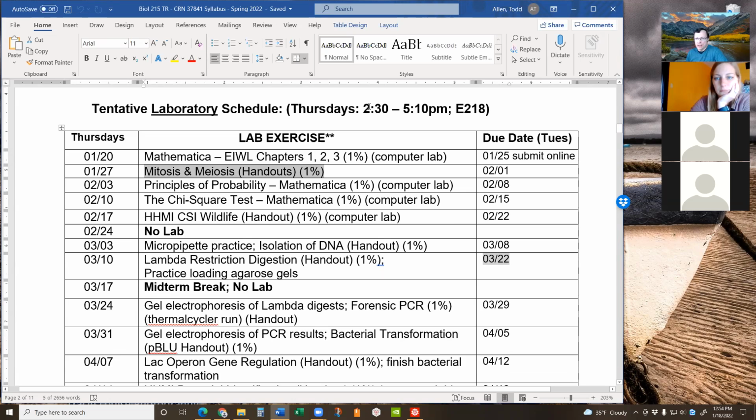Lab will be on Thursdays at 2:30. They may go to 5 o'clock. They may not go to 5 o'clock. It depends on the activity. And when we are on campus, it will be in room East 218. Okay. Any questions about that?